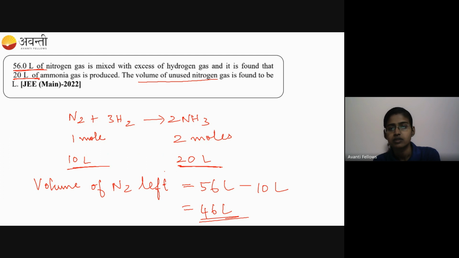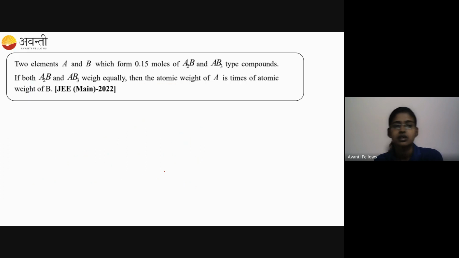Okay. So we will go with the next question. There are two elements, A and B, which form 0.15 moles of A2B and AB3 type compounds. If both the compounds weigh equally, then atomic weight of A is dash times of atomic weight of B.